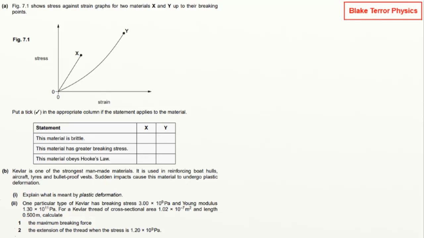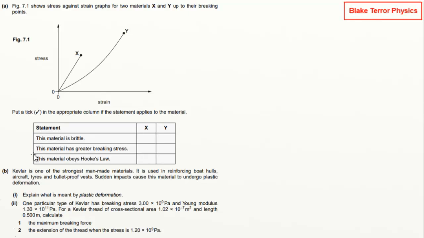And now we've got another stress strain graph for two materials X and Y up to their breaking points. Right, so they've shown those. Put a tick in the appropriate column if the statement applies to the material. Right, we start off with this material is brittle. Okay, I'm going to come back to that for reasons I'll get onto in a moment.